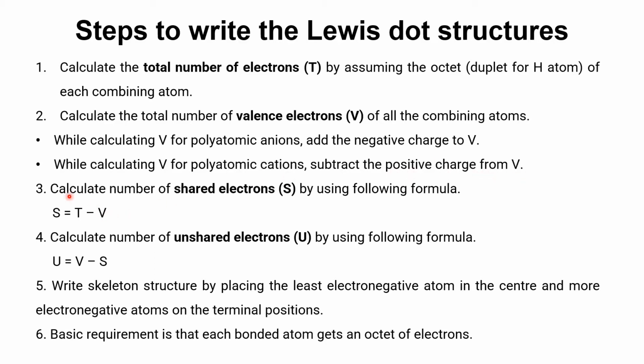The third step is to calculate the number of shared electrons, that is capital S, by using the formula S equals T minus V, where capital T is the total number of electrons and capital V is the valence electrons.